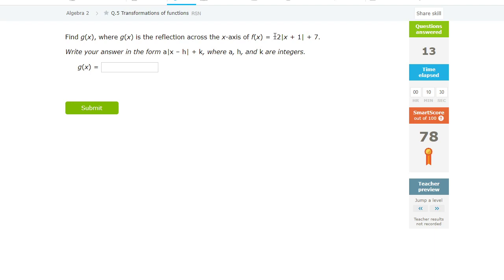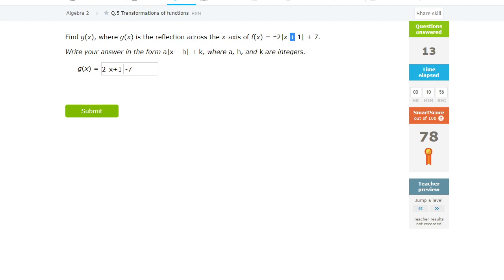A negative times a negative will make him positive and make him negative. Okay, so then 2 absolute value of x plus 1, and then minus 7. Okay, the common mistake here is students might change the sign of the inside as well.